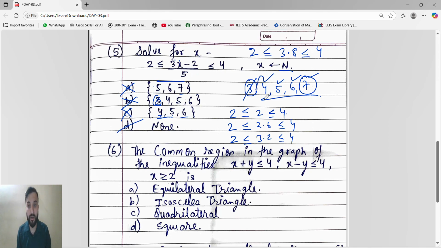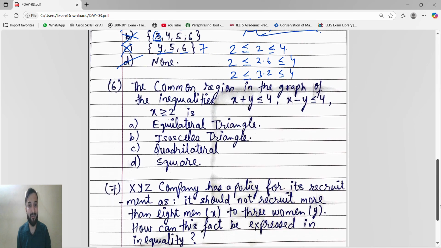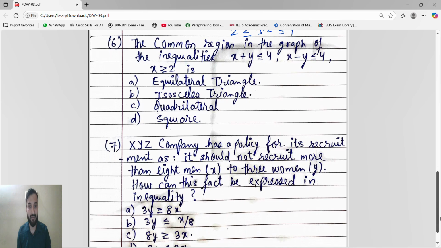The option is none of these. What is the correct option? The correct option is 4, 5, 6, 7, all the 4 will be there. So here we don't have 4, here we don't have 7, so the answer is none of these. Important question, don't tick the first one and don't think that it's a wrong answer.